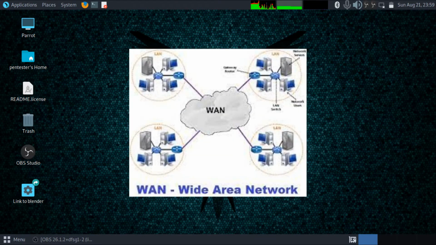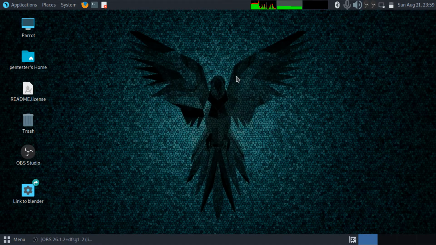Number 4 is the wide area network, that is WAN. The network which is spread across countries, which enables global communication. It is composed of a large number of small interconnected networks. Our internet can be a good example of the wide area network. I hope you understood what a wide area network is. It is very easy to understand.